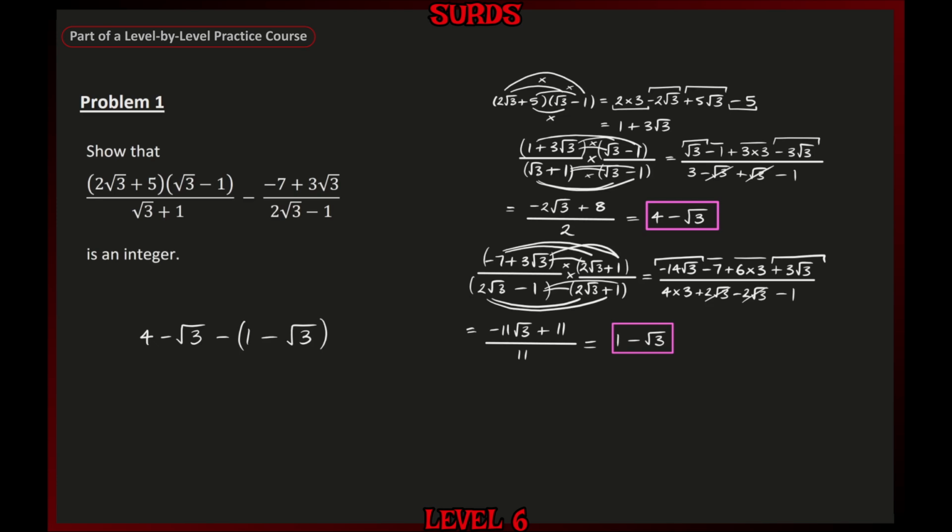Now the minus outside of that bracket can be thought of as a minus 1, and this is useful because we can now expand. So we have 4 minus root 3, and then minus 1 times 1 is minus 1, and minus 1 times minus root 3 becomes plus root 3. To finish off, we have 4 minus 1, which can be collected together to make 3, and the minus root 3 and the plus root 3 just cancel out and become 0. So our final answer is an integer, as we were expecting, and that integer is 3.